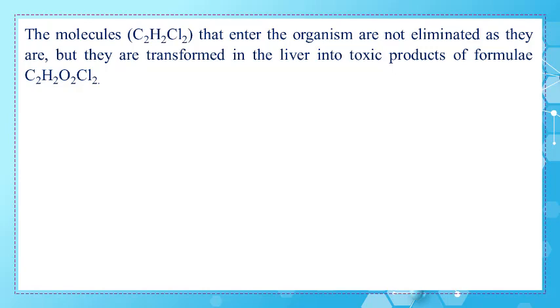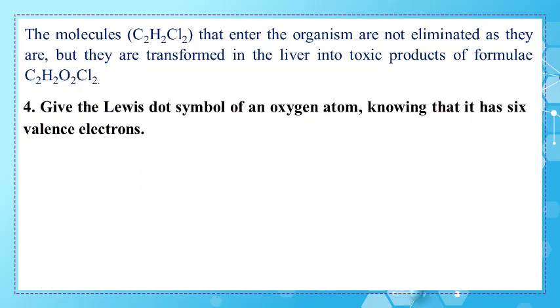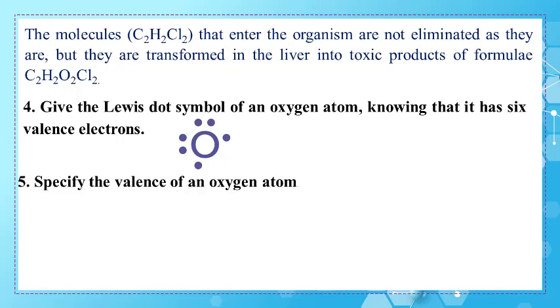C₂H₂Cl₂ that enter the organism are not eliminated as they are, but they are transformed in the liver into toxic products of formula C₂H₂O₂Cl₂. In part 4, give the Lewis dot symbol of an oxygen atom, knowing that it has 6 valence electrons. We put the symbol of the oxygen atom, which is O, and 6 dots around it on the 4 sides, as shown here.